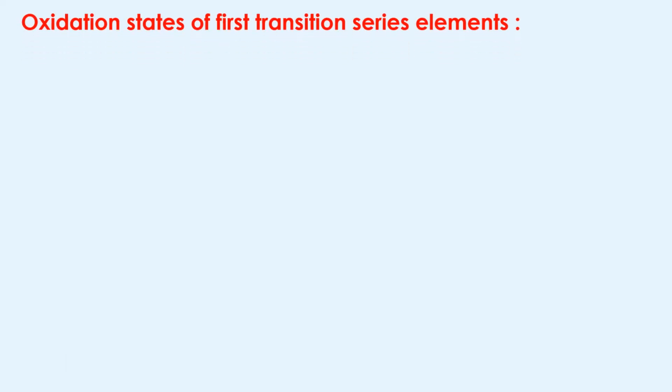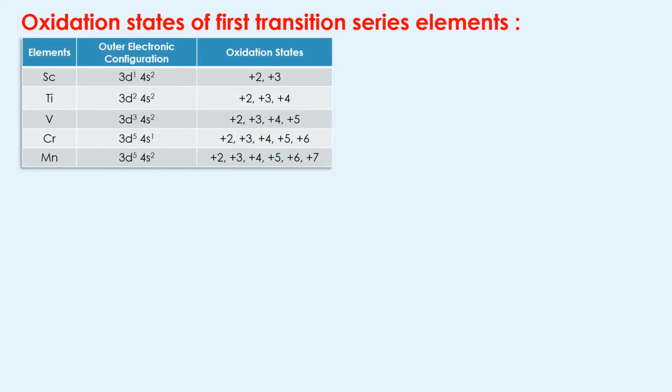Now next we see the oxidation state of the first transition series element. First of all, what is the meaning of oxidation state? That you know. That is the number of electrons that can be donated to form a positively charged cation. So see, in this first table, the first element is scandium. What is its electronic configuration? That is 3d1 4s2. So which are the two oxidation states that can be shown? That is +2 and +3.